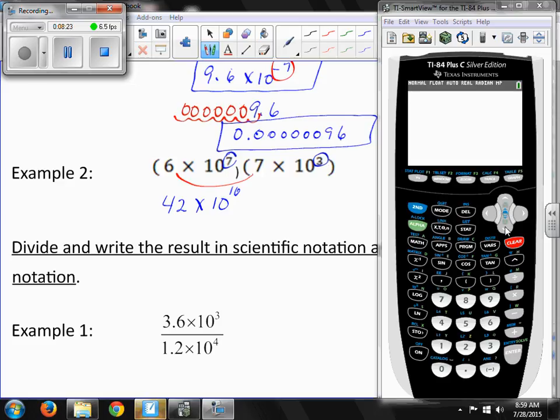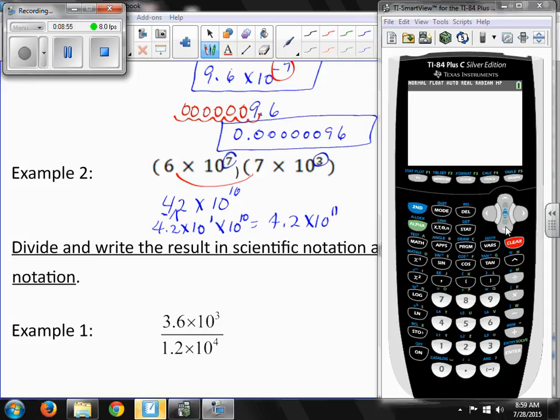In order to get, and this is a little more complicated, but in order to get it in scientific notation, I'll have to move the decimal so that I have one digit to the left of the decimal point. So it would be 4.2 times 10 to the first power. To get it back to 42, we'd have to move it 1 to the right, times 10 to the 10th, which would be 4.2 times 10 to the 11th.